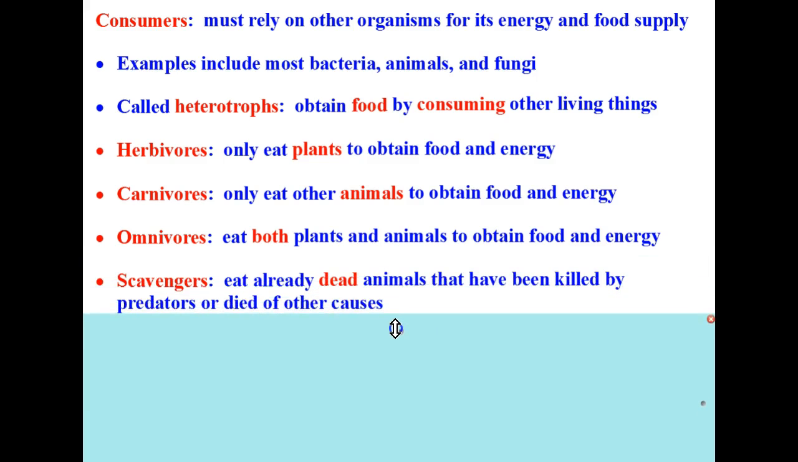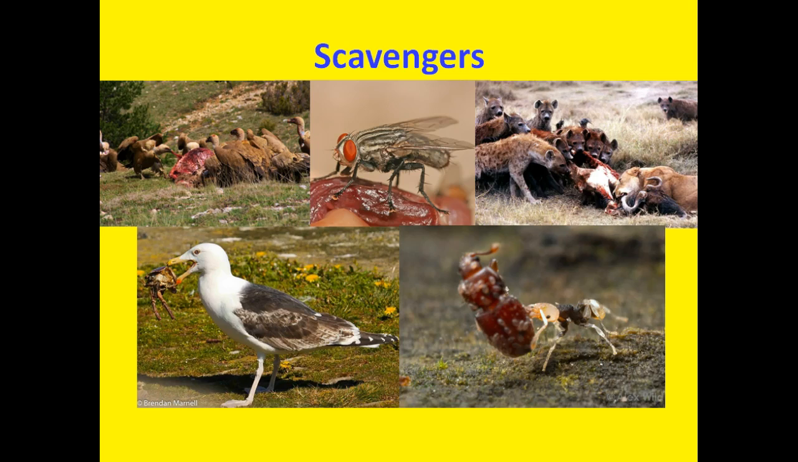Another type of consumer are what are known as scavengers. Scavengers eat already dead animals that have been killed by predators or died of other causes. Examples of scavengers are these vultures, the fly, hyenas, this ant, and this seagull. It should be noted that sometimes scavengers aren't just scavengers, that often they could be carnivores that will also feed on dead animals if given the opportunity to do so.